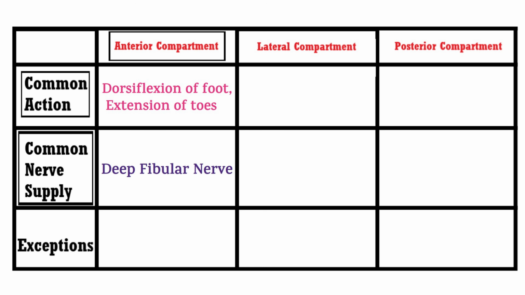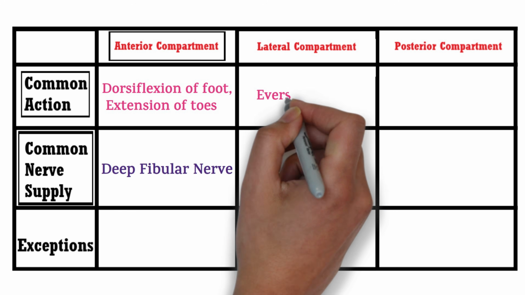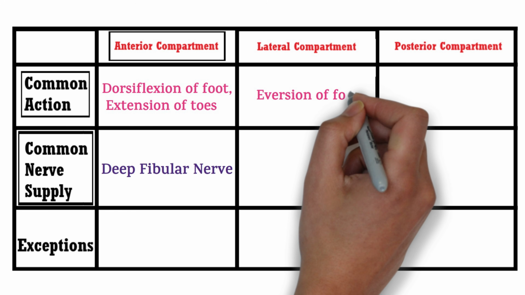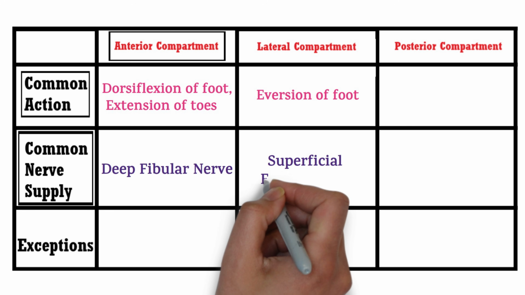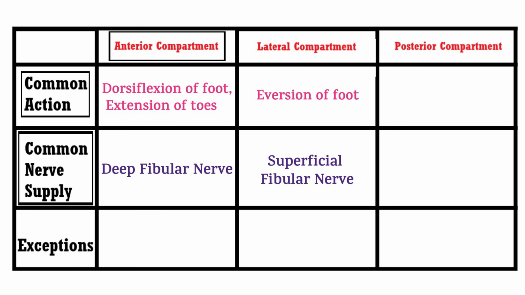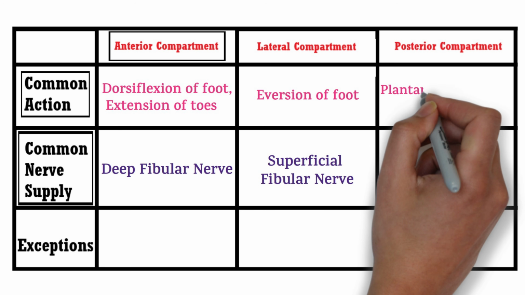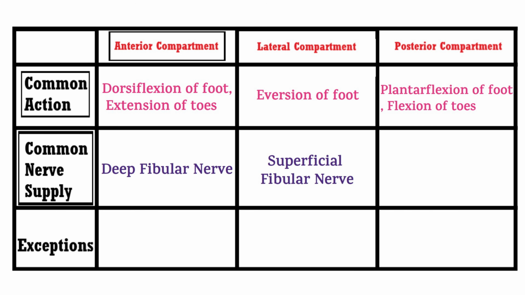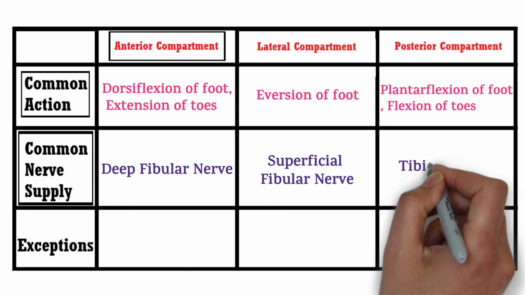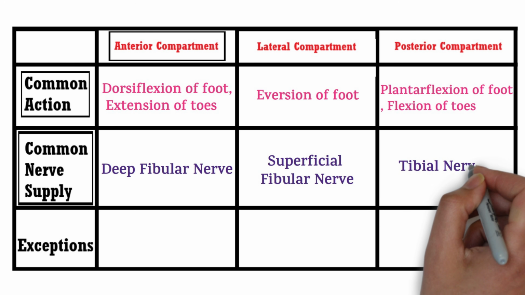The common action of muscles in the lateral compartment include eversion of the foot, and they are supplied by the superficial fibular nerve. The common action of muscles in the posterior compartment include plantar flexion of the foot and flexion of the toes, and they are supplied by the tibial nerve. Now let's discuss each muscle separately, starting with the anterior compartment muscles.